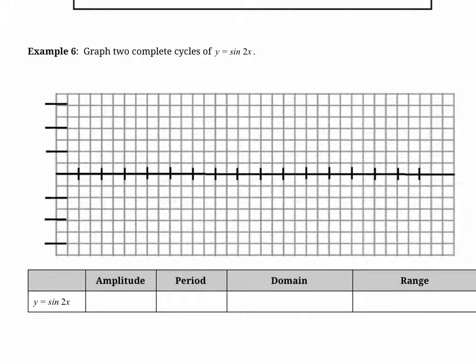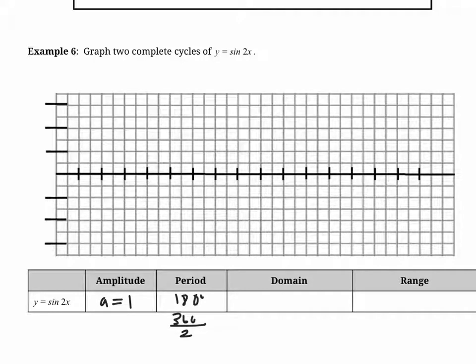Let's start with this example here. We're going to graph 2 cycles of the function y equals sine of 2x. So let's fill out our amplitude and period first, and then we're going to go ahead and graph it. In this case, our amplitude is 1, since our a value is 1. And our period is going to equal 360 divided by k, which is 2. Therefore, our period is going to be 180 degrees.